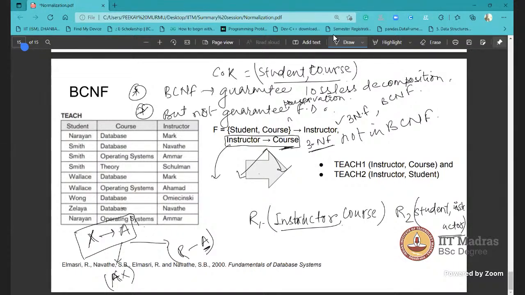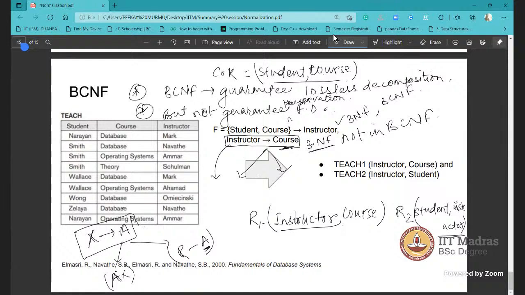Up to this is clear, right? How we decompose for BCNF, what is BCNF. Normalization part: what is first normal form, second normal form, third normal form, BCNF, and what are the update anomaly, deletion anomaly, and insert anomaly. Okay, so we come to your question.